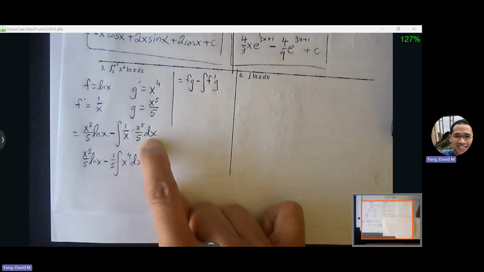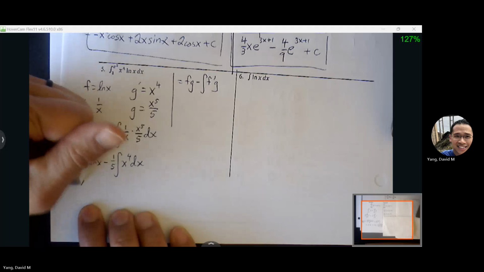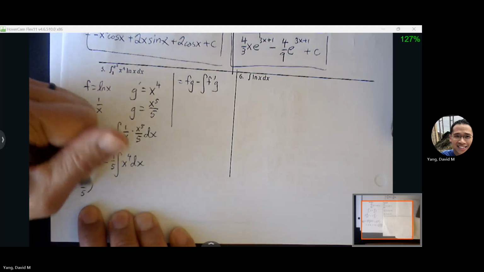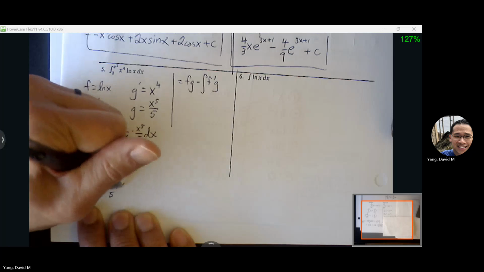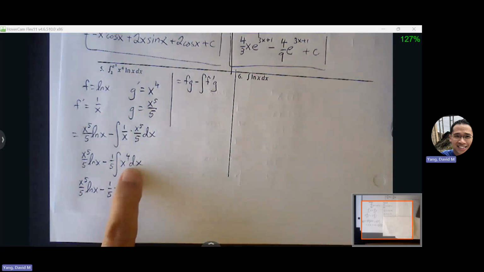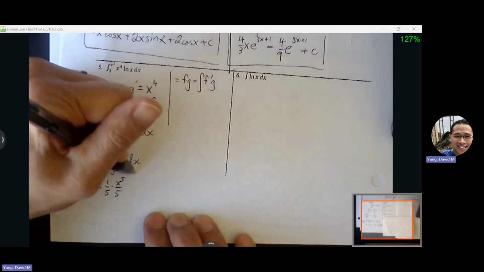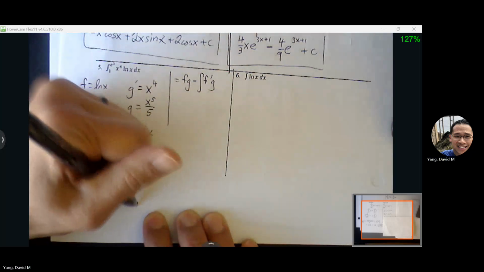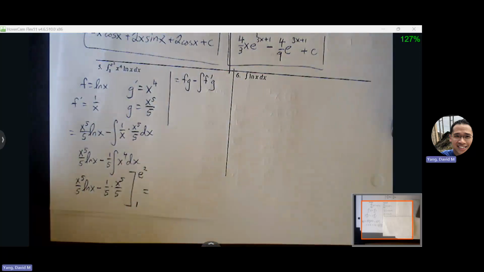I'm just cleaning up that second term here to get it ready for the power rule. Okay. So x to the fourth becomes x to the fifth over 5. Now we can plug in our upper and lower bounds. Upper bound first.